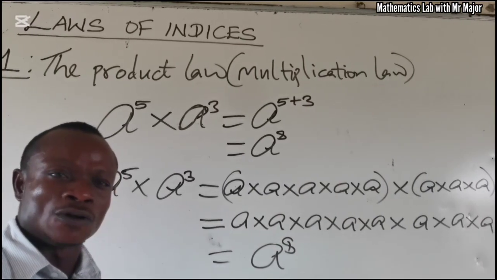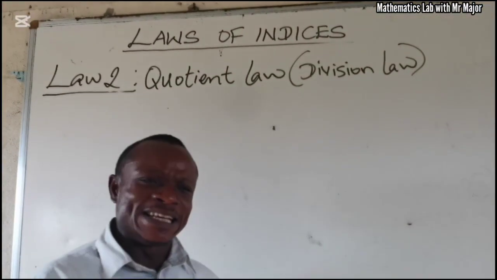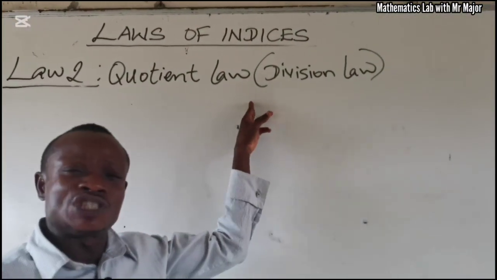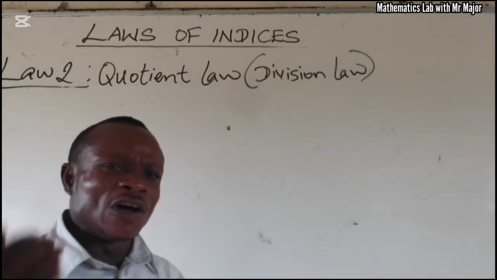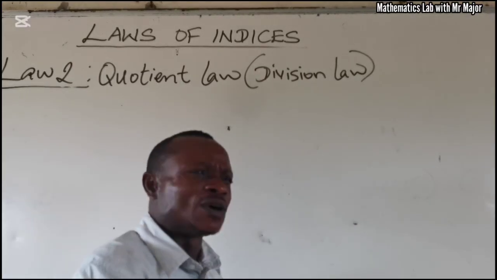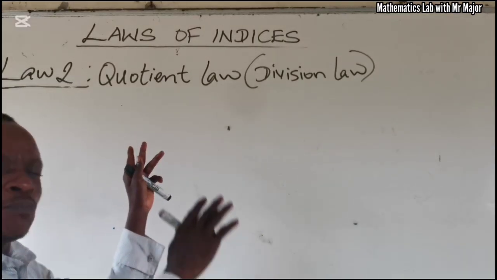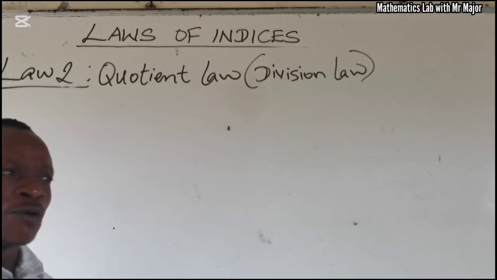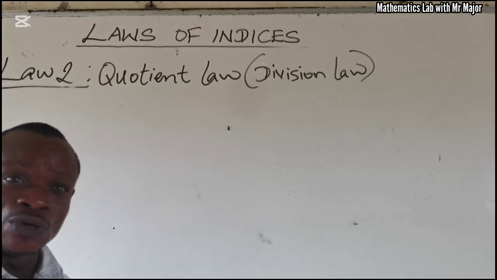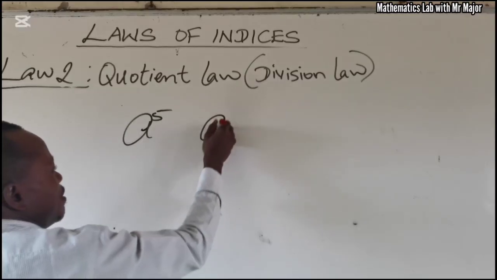which is the multiplication law. Now, the second law we will be looking at is the quotient law, which is also known as the division law. The division law is like the opposite of the product law. This law states that provided the bases are the same, we subtract the powers. I will use the same instance I used in the first law. A raised to power 5 and A raised to power 3.